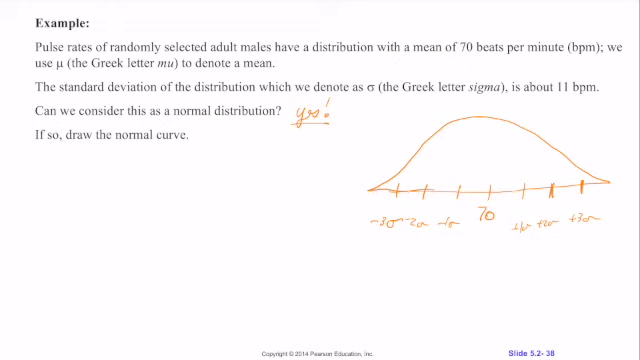So if I go up 1 standard deviation, that puts me at 81. 2 standard deviations puts me at 92. And 3 standard deviations in the positive direction puts me at 103. I need to go the same direction. I need to go negative 1 standard deviation. That puts me at 59. Negative 2 standard deviations puts me at 48, sorry about that. And then I go 1 more standard deviation down, and that's going to put me at 37. So here we have our normal curve.